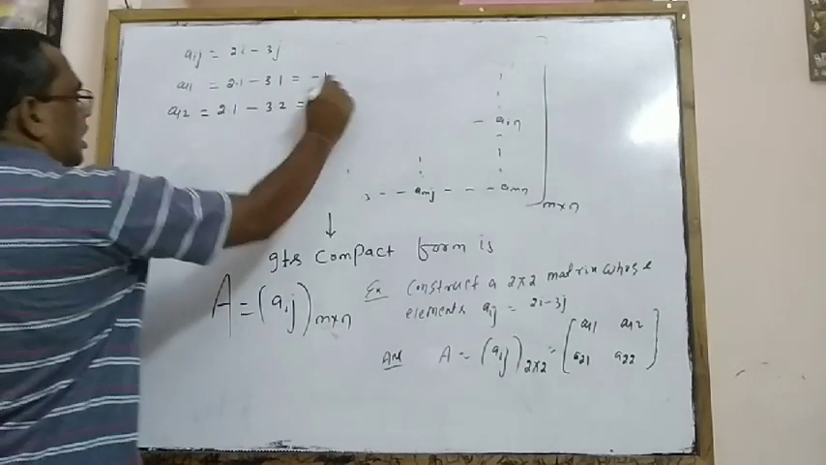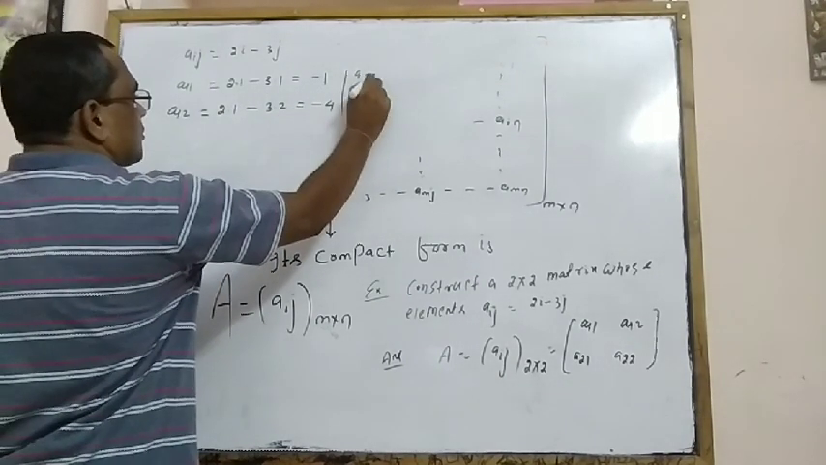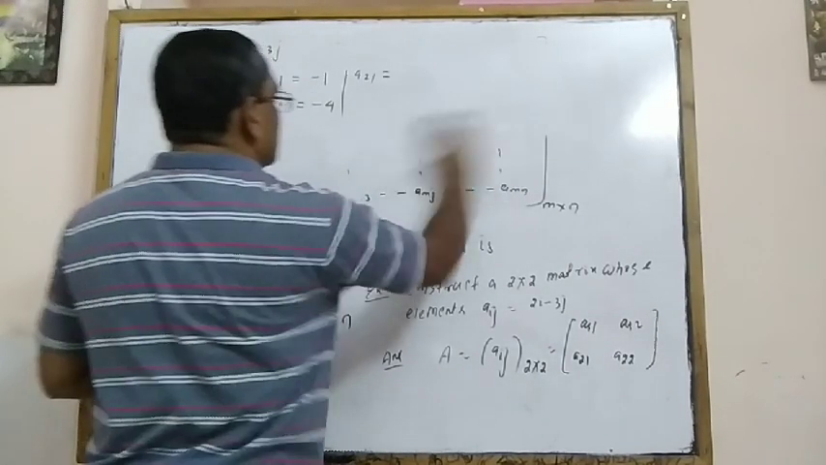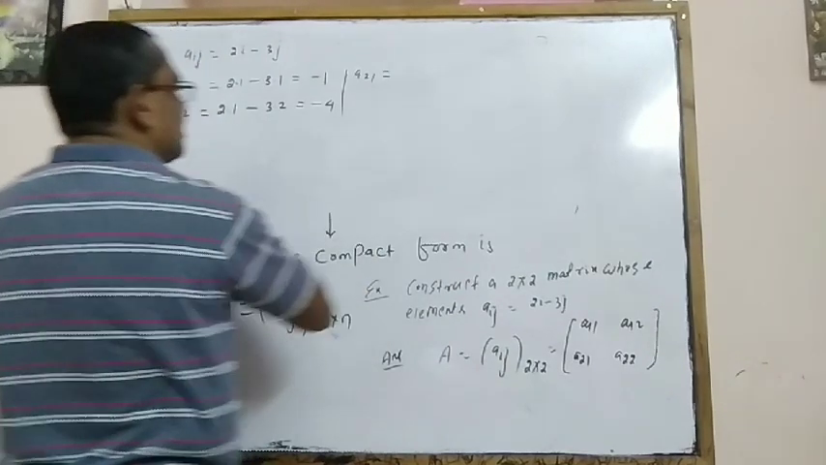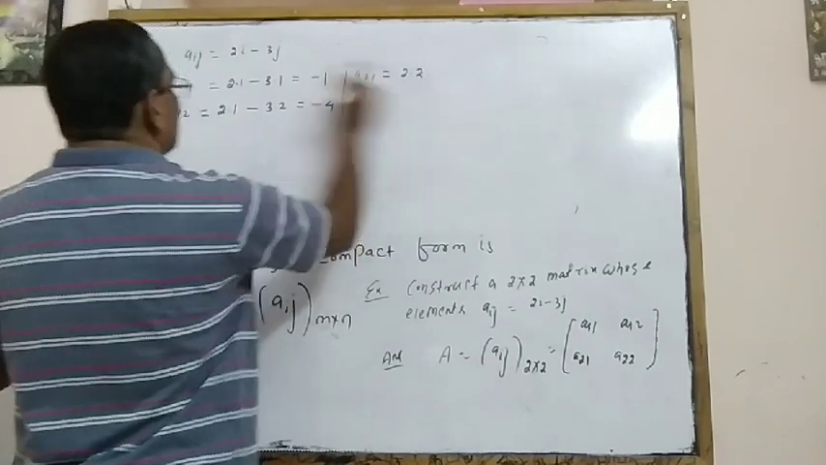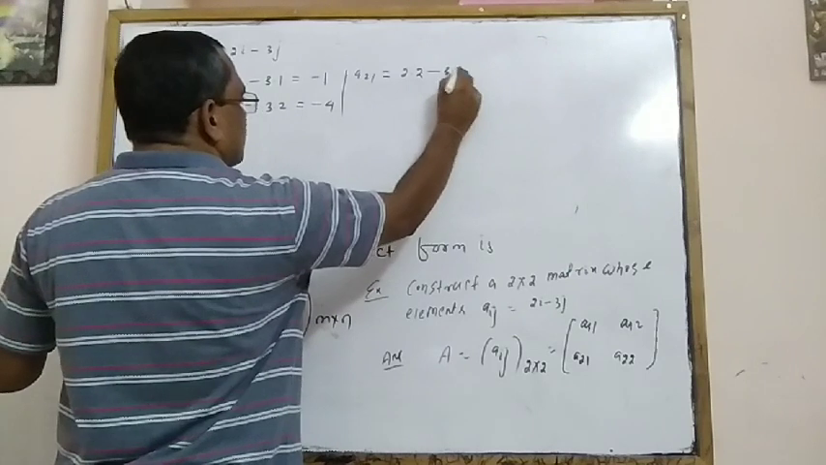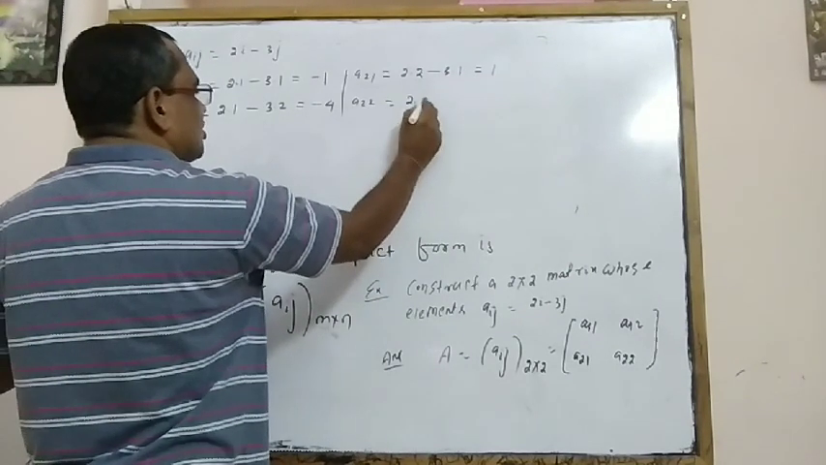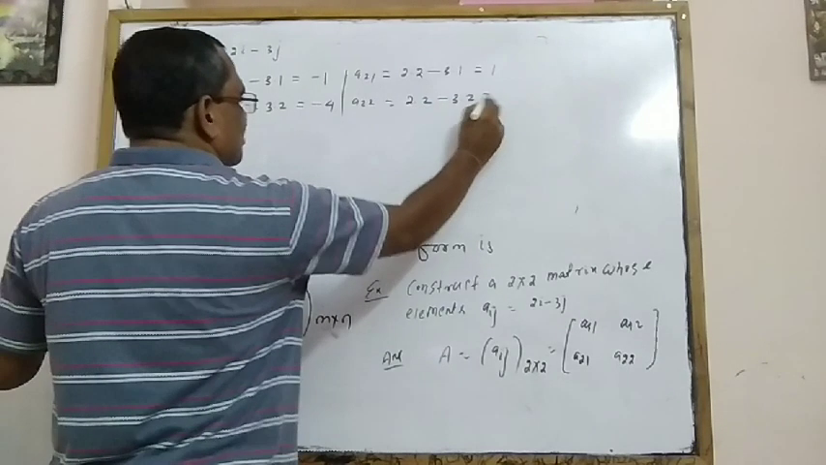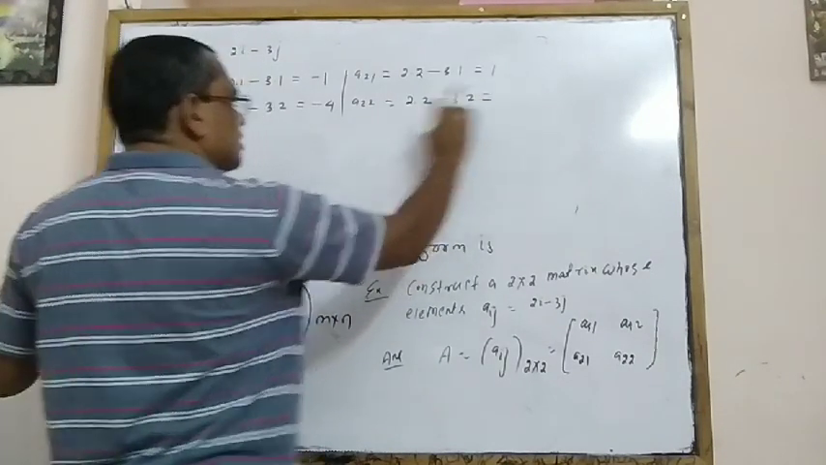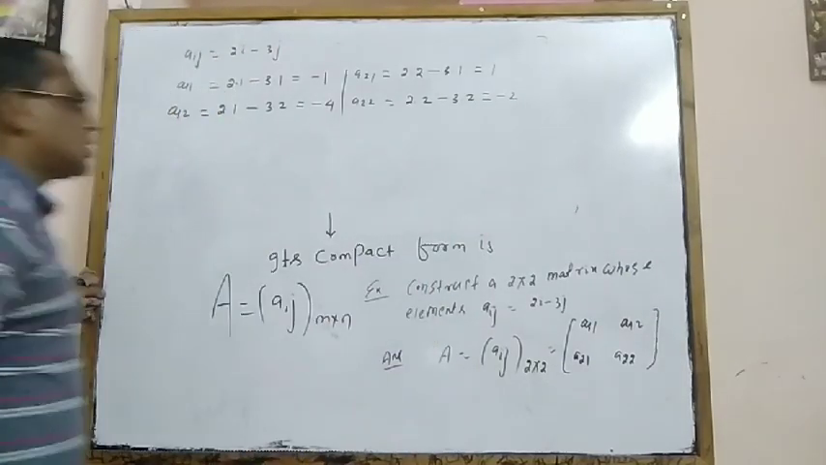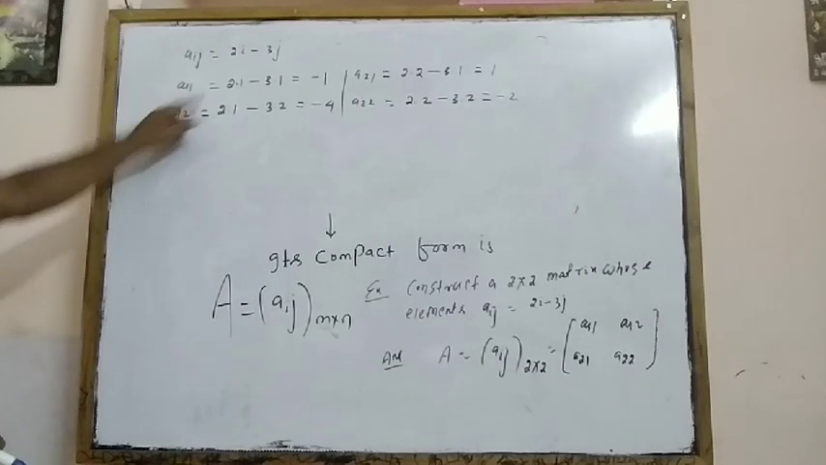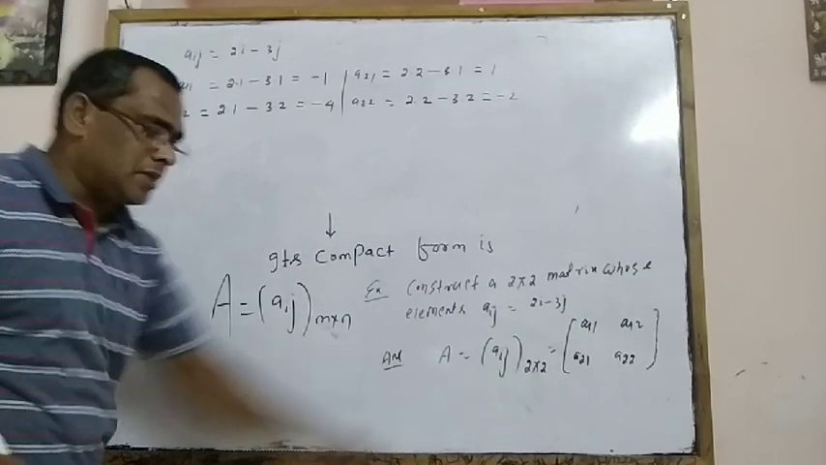Then A21 means we substitute i equal to 2 and j equal to 1. 2 into 2 minus 3 into 1, so this is 4 minus 3, which is 1. A22 means 2 into 2 minus 3 into 2, so this is 4 minus 6, which is equal to minus 2. So we substitute the values of A11, A12, A21, A22 in the matrix.